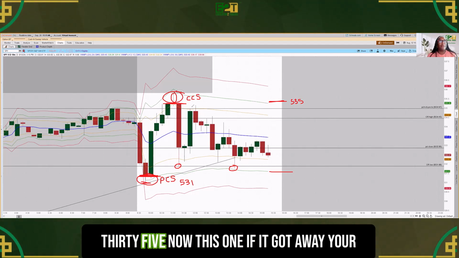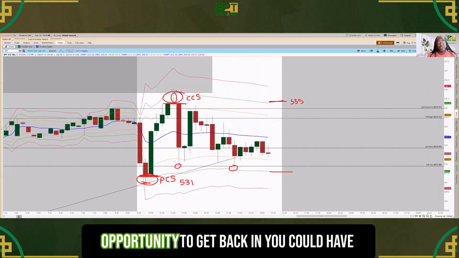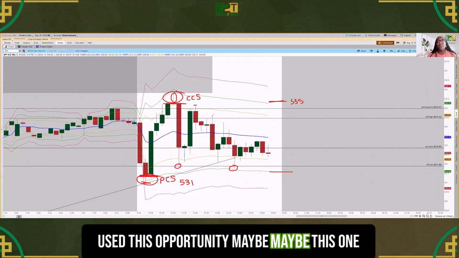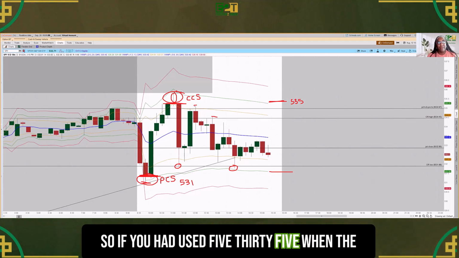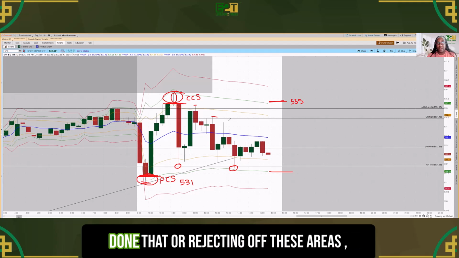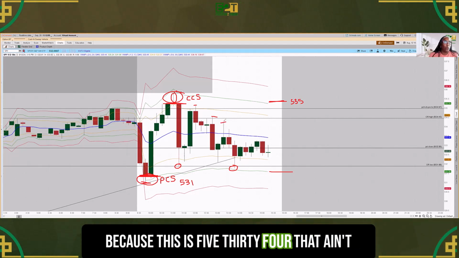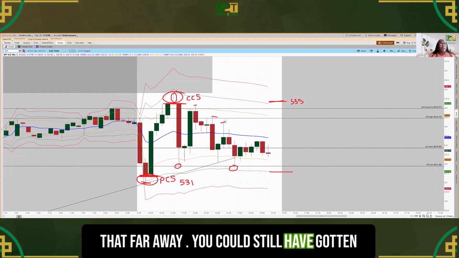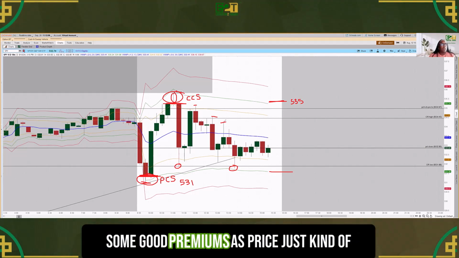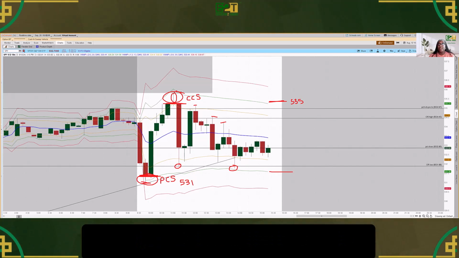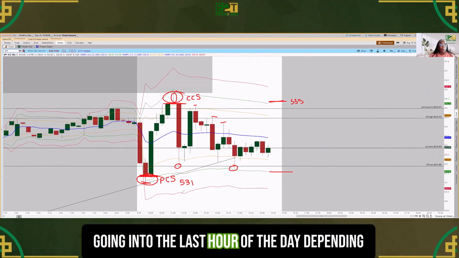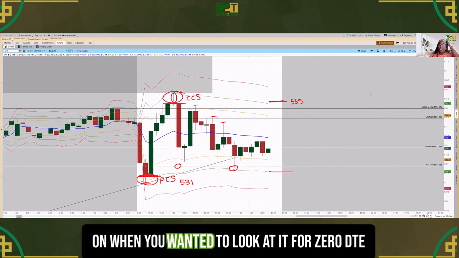So 535. Now this one, if it got away your opportunity to get back in, you could have used this opportunity. Maybe this one. This is 534 and some change. So if you had used 535 when the price was touching, you could have done that, or rejecting off these areas. This is 534. That ain't that far away. You could still have gotten some good premiums as price started to really consolidate going into the last hour of the day, depending on when you wanted to look at it.